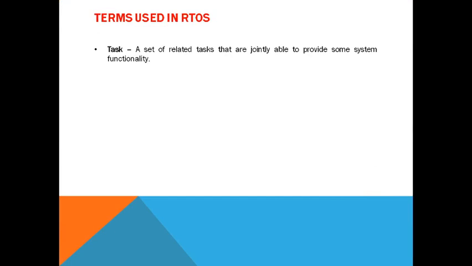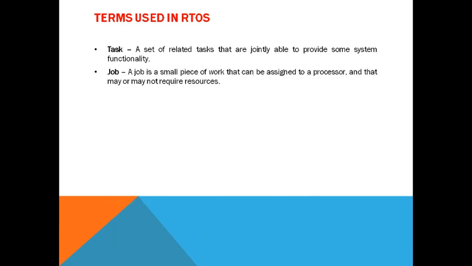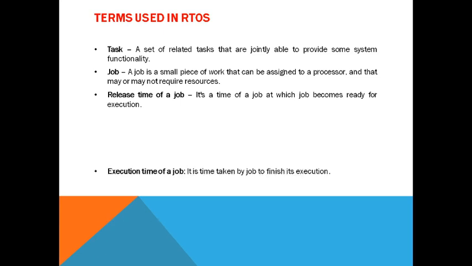Then, terms used in real-time operating systems. Because we want to study this operating system, we should know the meaning of some terms which were previously used in OS, but we will revise them again. First is a task: a set of related tasks that are jointly able to provide some system functionality. Then job. A job is a small piece of work that can be assigned to a processor and that may or may not require resources. Third is the release time of a job. It is the time at which the job becomes ready for execution.